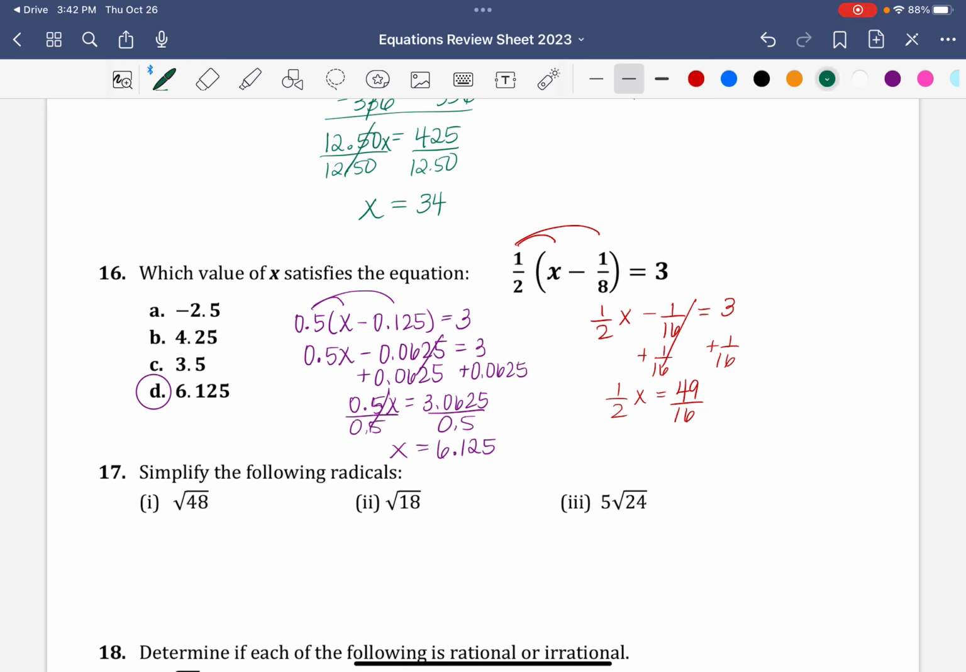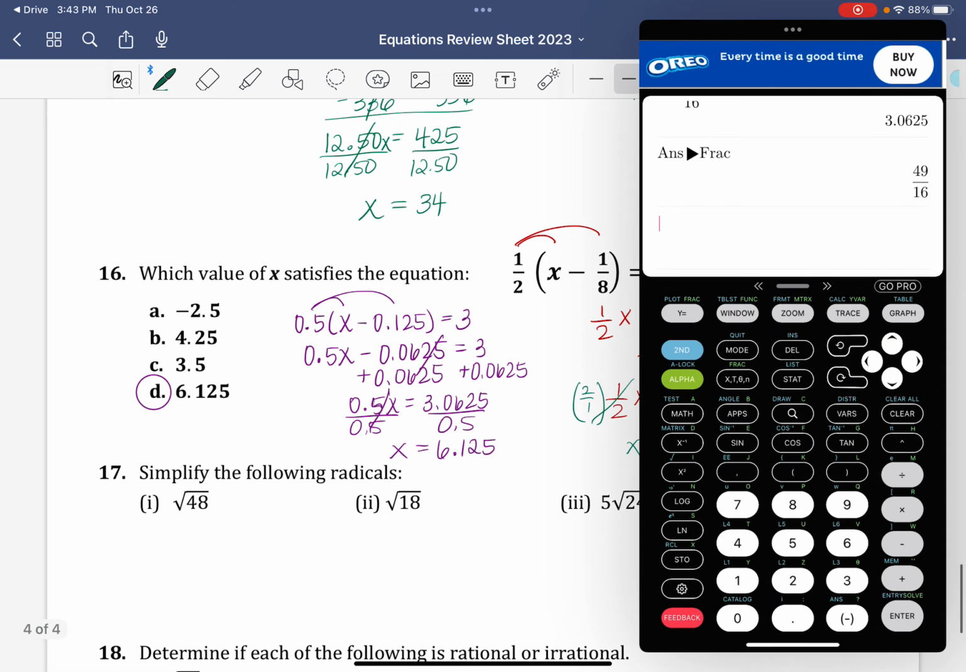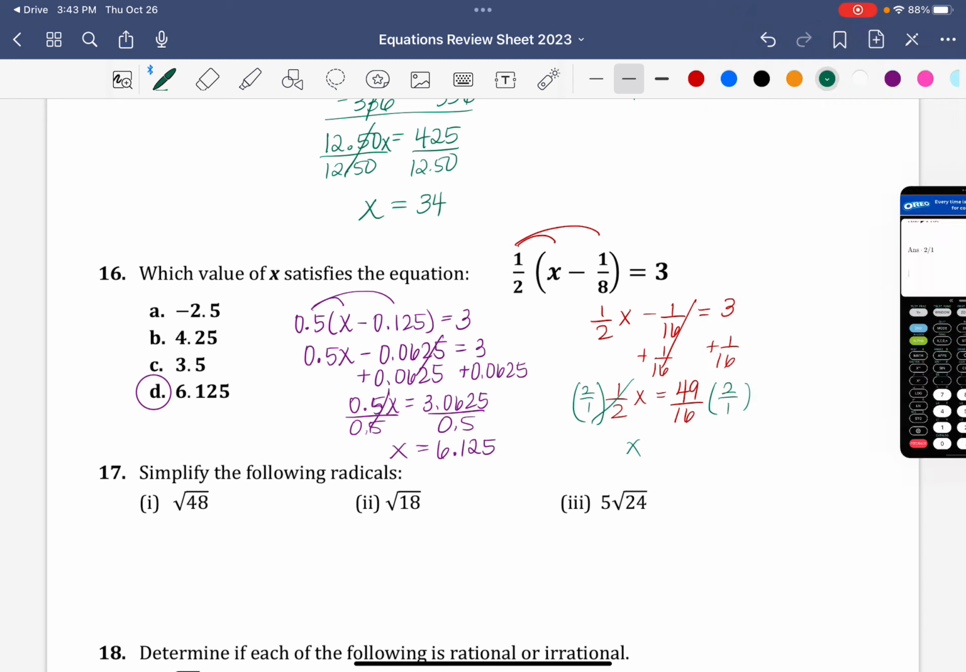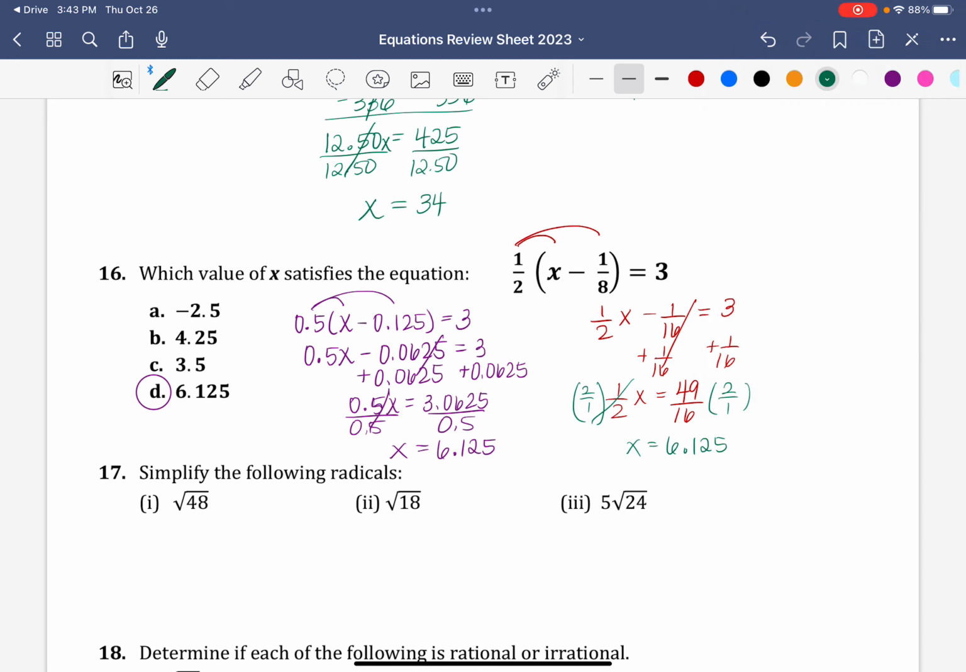And then since our coefficient is a fraction, I'm going to multiply by the reciprocal, which would be 2/1. So if we take that answer and multiply by 2/1, we get 6.125. Now in class, once again, it's going to give you a fraction at first, and then you would just hit Control Enter, and it'll switch it over to a decimal for you. Control Enter changes a fraction to a decimal.